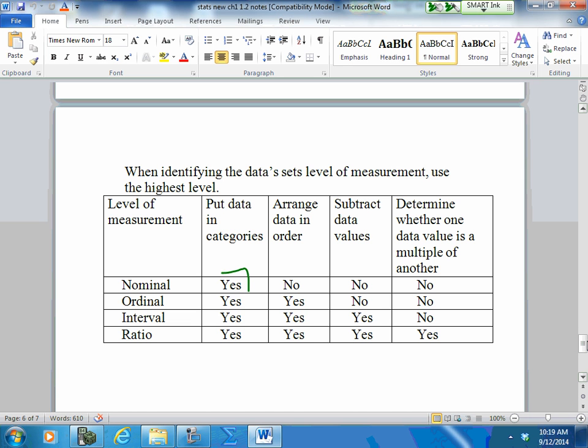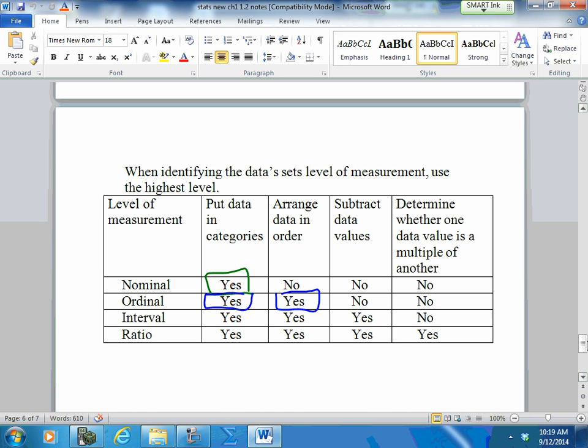Nominal says, I'm just a name. Just a name. I can make a category for this. This is a Honda. This is a Ford. I can't put it in order. Can't do anything else. Ordinal says, here's my order. That's the highest. Therefore, I can put a name on this.